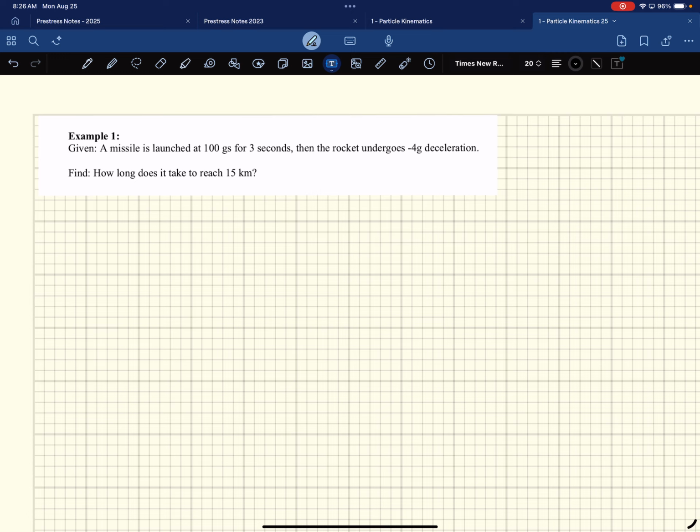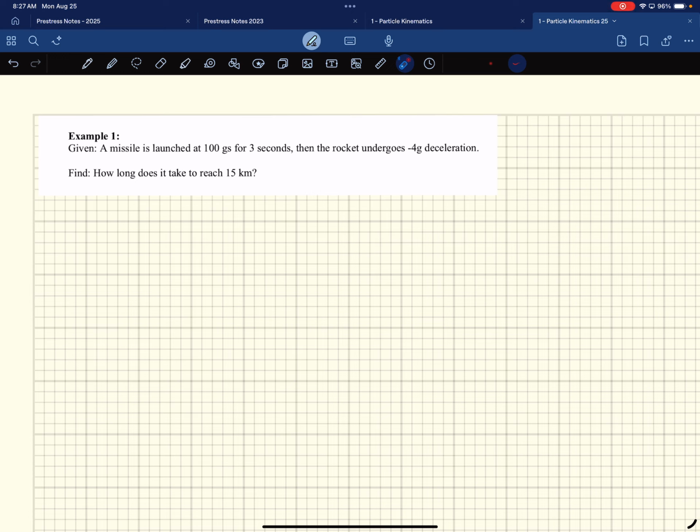Like in this problem, for instance, we've got Gs, which are units, so we have to be careful and make sure things go in the right units. It's going to be in metric units because these things are in kilometers. So when I put in my Gs, I'm going to put those in meters per second squared. When I put in my kilometers, I'm going to put them in meters. So be really careful of your units as you're going through.